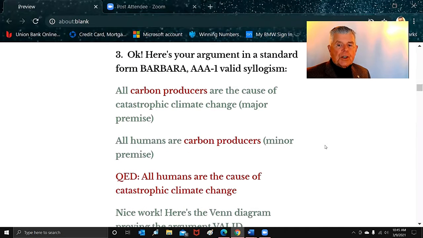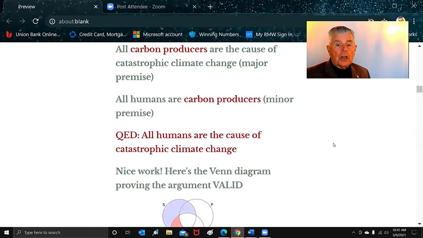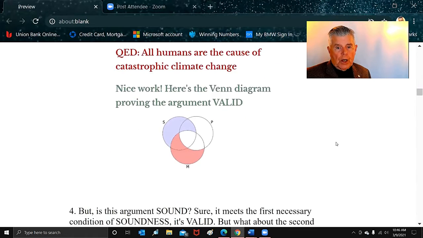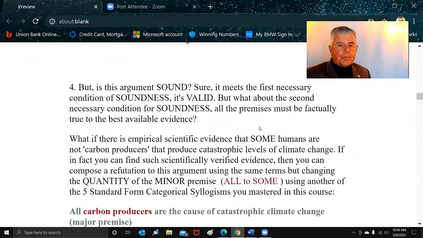All carbon producers are the cause of catastrophic climate change. All humans are carbon producers. Therefore, with all the force of the universe, it follows logically that all humans are the cause of catastrophic climate change. Okay? And there's the Venn diagram proving the validity.